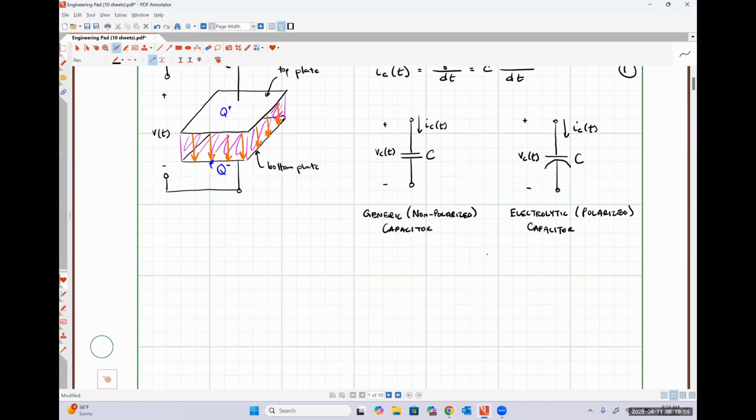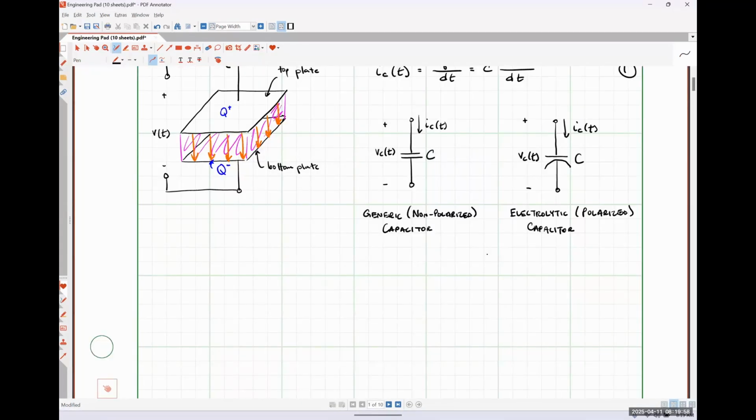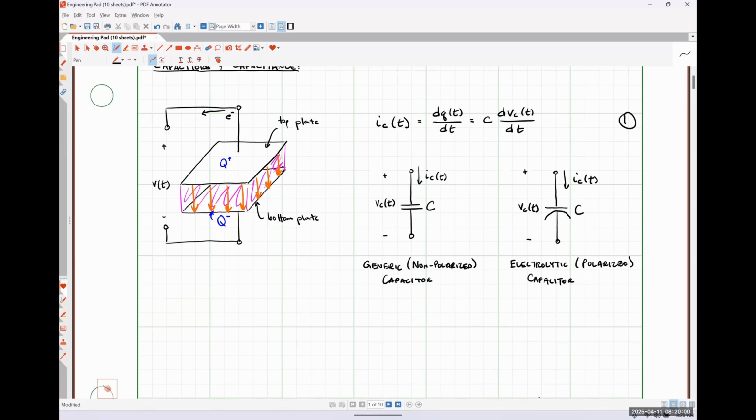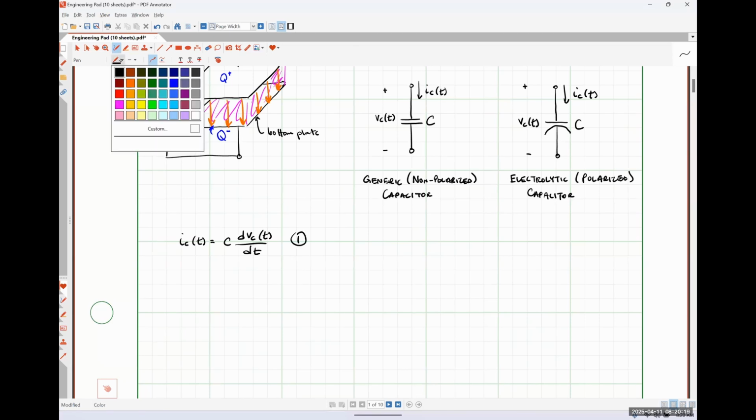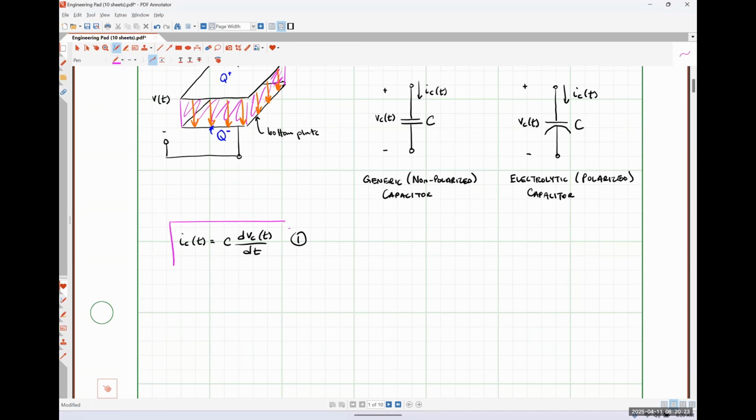So let's talk about our units here. And we can sort things out by looking at this first equation. So I'm going to rewrite this because we're going to look at it again. We've come up with the relationship that I_C is equal to C times the derivative of the voltage with respect to time. And I said this was equation 1, and I'm going to put a box around it because it is important.